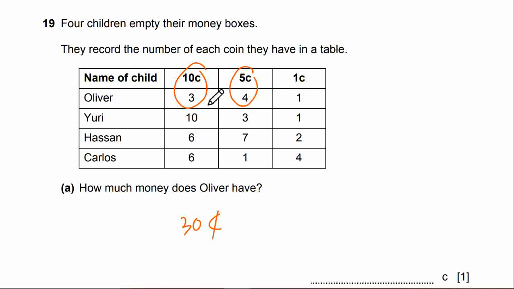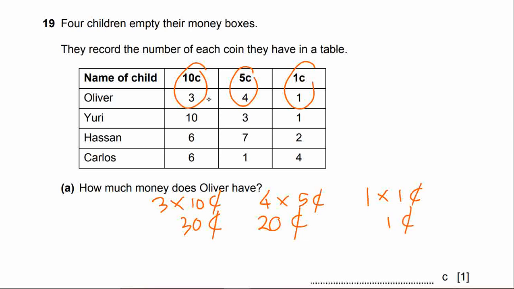5 cents times 4 is 20 cents. That is, we get from 3 times 10 cents. We get from 4 times 5 cents. And this we get from 1 times 1 cent is 1 cent. So altogether, when we add, it will be 30 plus 20, 50, 51 cents.